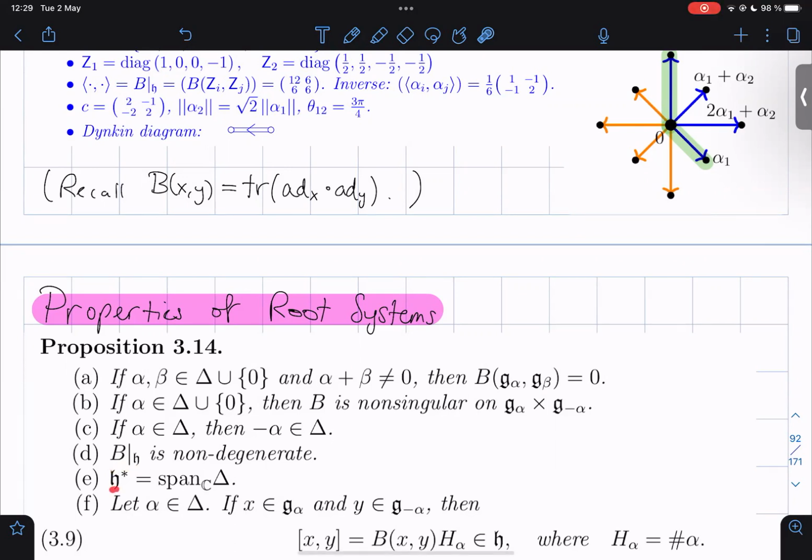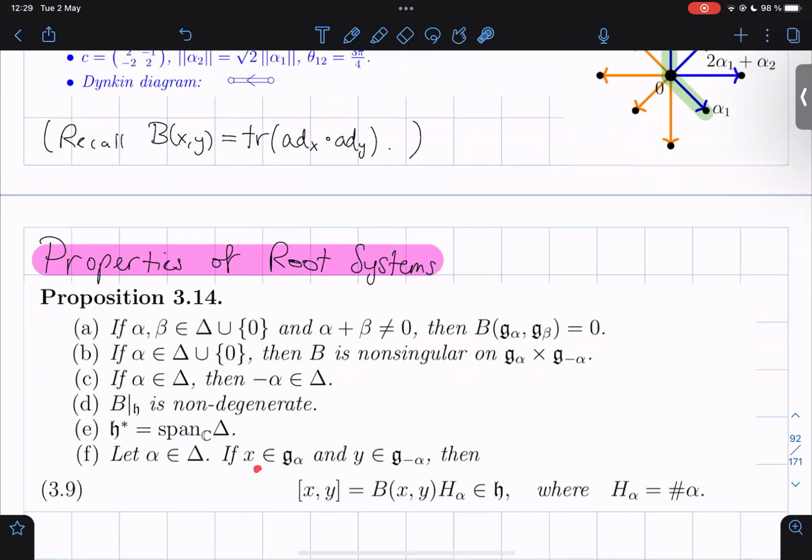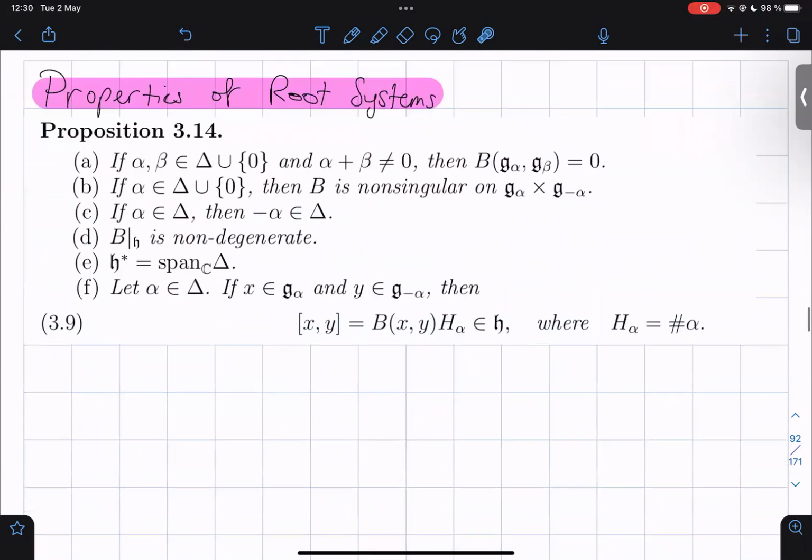Next, H star is the span of all these roots. And then lastly, if you pair vectors from opposite root spaces, this is how it is expressed, in terms of the Killing form and the dual vector to alpha. So let's prove a few of these.